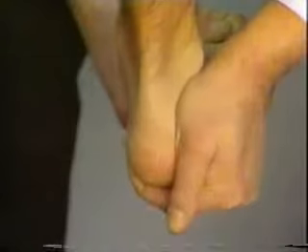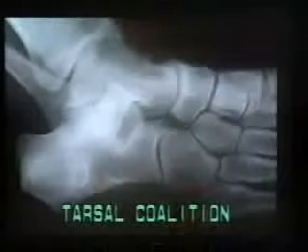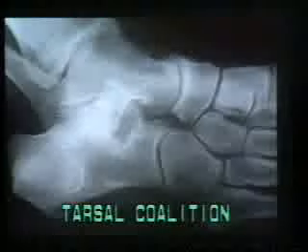There is approximately 10 to 15 degrees of inversion and 0 to 5 degrees of eversion at the subtalar joint, although the range is variable in normal individuals. Tarsal coalition is a common cause of restricted subtalar motion.